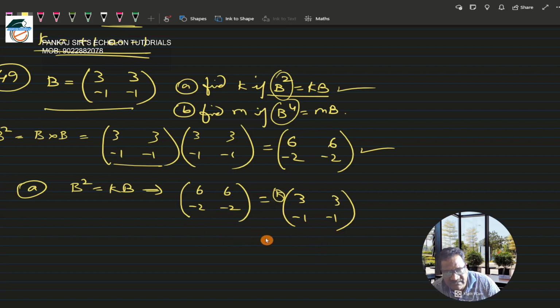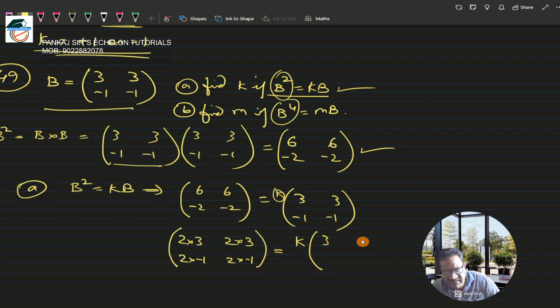Now what can I do is this K I want to find out. Okay, now there is nothing like division of two matrices. Okay, you cannot divide this matrix by this matrix. Okay, you don't have such a provision. What I can do at the most is this 6, can I write as 2 into 3? This 6 also I'll write as 2 into 3. Okay, this minus 2 I'll write as 2 into minus 1, and this minus 2 also I'll write as 2 into minus 1. Okay, that I can do, and this I am keeping as it is, K 3 3 minus 1 done.